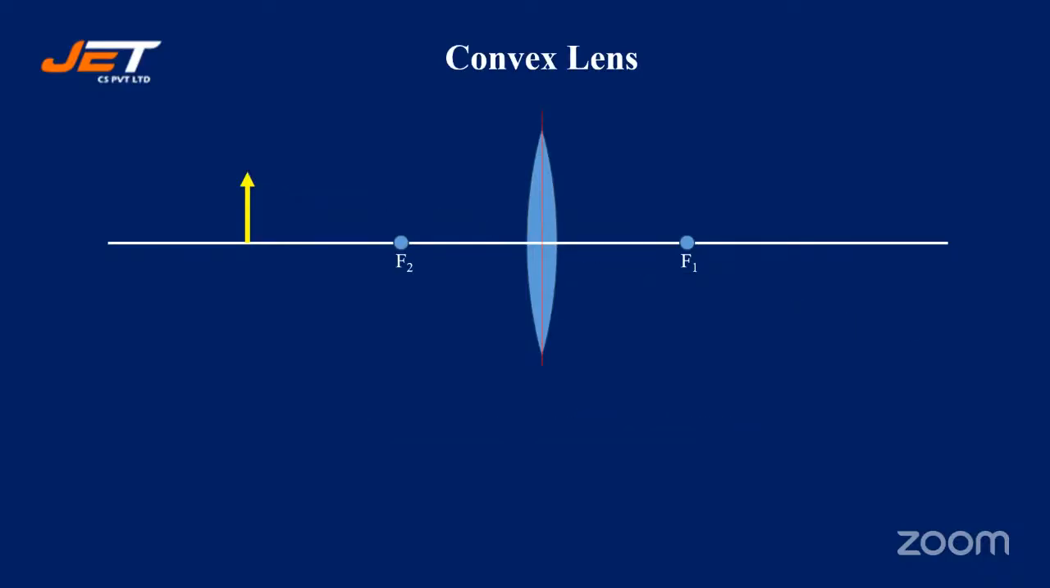Another ray which is passing parallel to the principal axis will pass through. Can you tell me which point it will pass through, students?